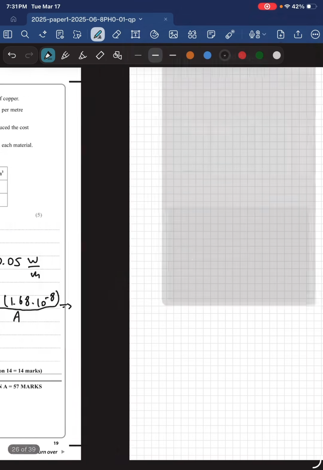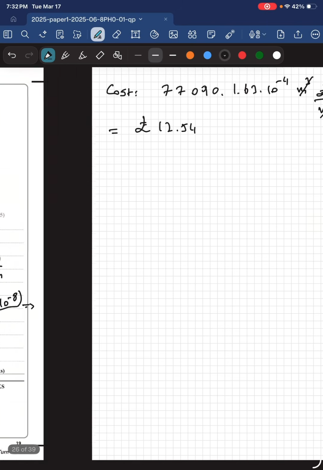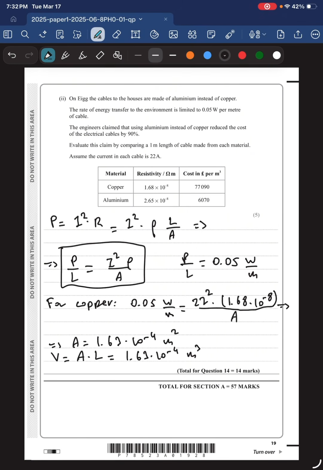Now the cost is 77,090 pounds per cubic meter. Let me know if I am making the pound sign correctly. Times 1.63 times 10 to the negative 4 cubic meters, which is the volume of this cable. This will give us a cost of 12.54 pounds.